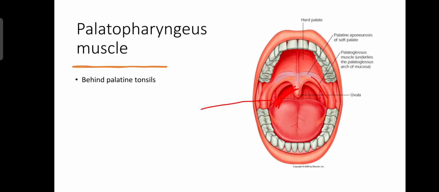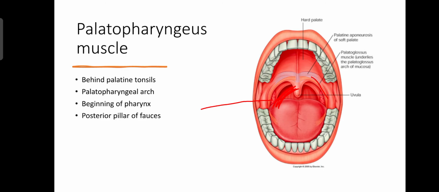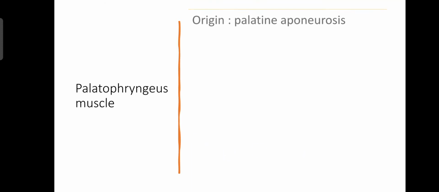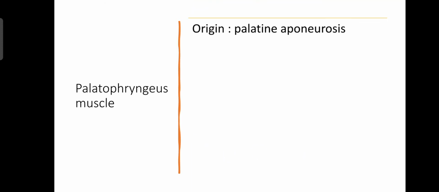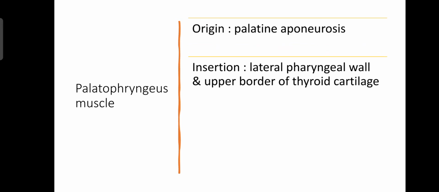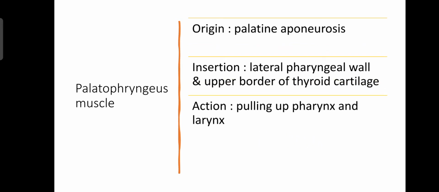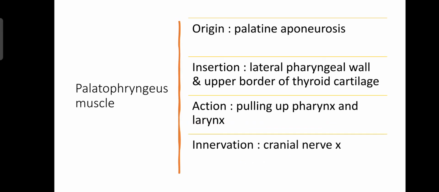So the palatopharyngeus muscle is behind the palatine tonsil. It forms the palatopharyngeal arch, marks the beginning of the pharynx, and is the posterior pillar of the fauces, but the palatoglossus muscle is the anterior pillar of the fauces. Let's revise: the origin is the palatine aponeurosis. Insertion is the lateral pharyngeal wall and upper border of the thyroid cartilage. Action is pulling up the pharynx and larynx. Innervation is by cranial nerve 10.